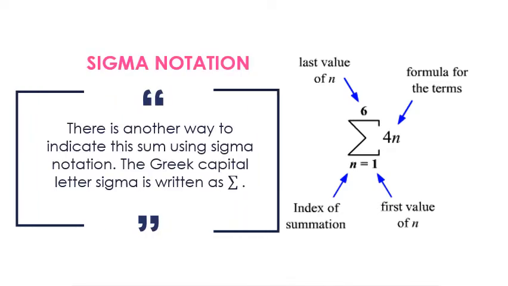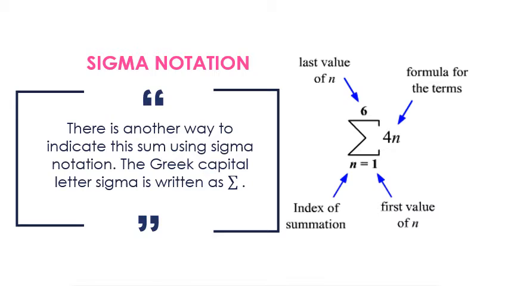Now we have sigma notation. There is another way to indicate the sum of the sequence using sigma notation. The Greek capital letter sigma is written as this symbol. So in writing the sequences in sigma notation, we have to take note of the following parts of our notation.